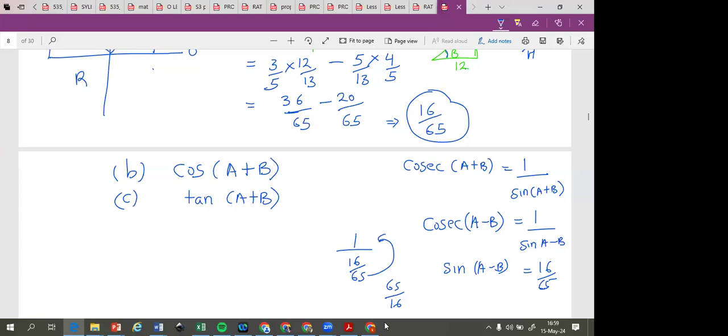Trisha? Yes. Have you understood? Yes. So in fact here, you first do part C for me and we get our tan. Do not forget that tan of A plus B, we must be able to get as tan A plus tan B out of 1 minus tan A tan B. So you substitute in that form.